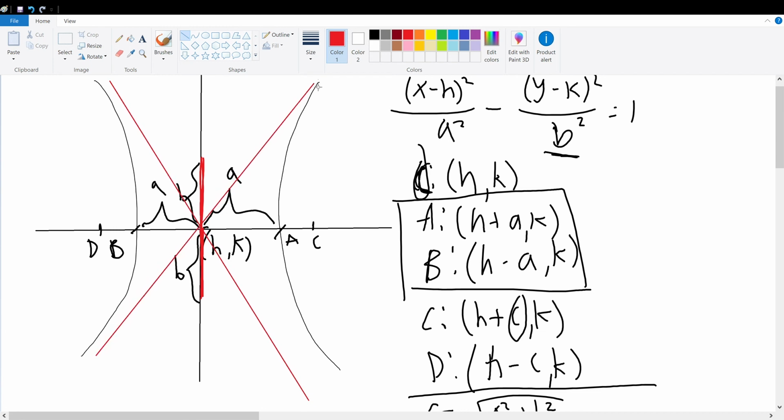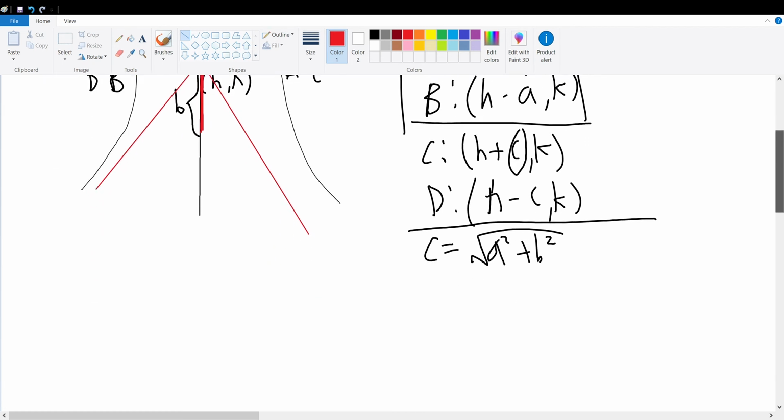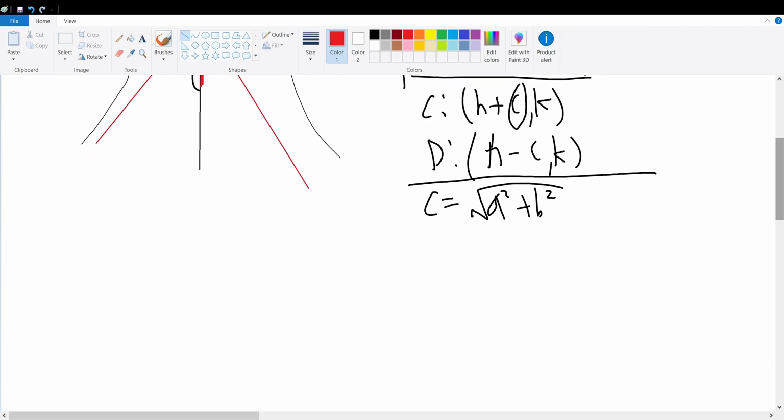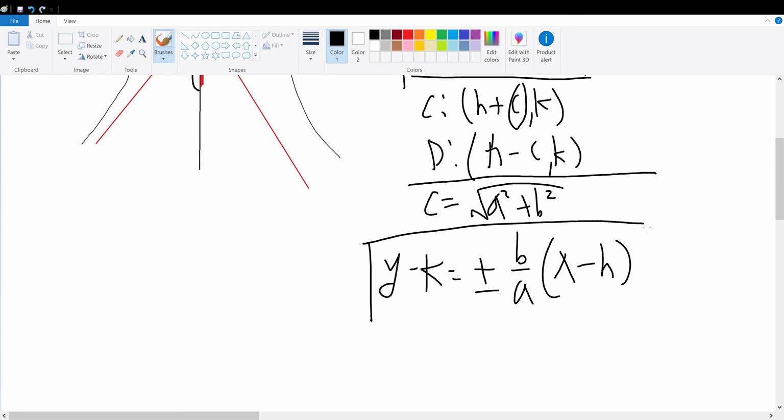So there we have the two asymptotes, which the hyperbola gets infinitely closer to but will never reach. The equations for these asymptotes are y minus k is equal to plus or minus b over a, multiplied by (x minus h). And there you have the equations of the two asymptotes for a hyperbola.